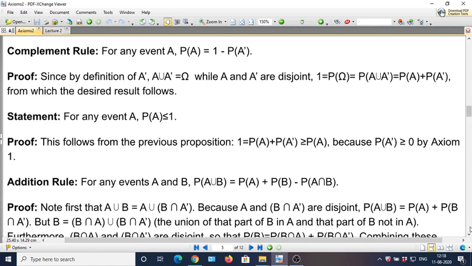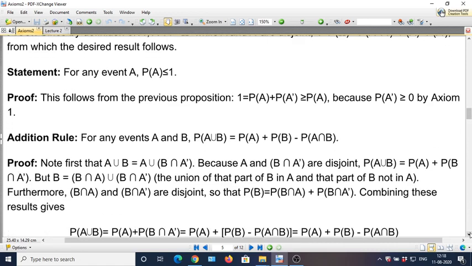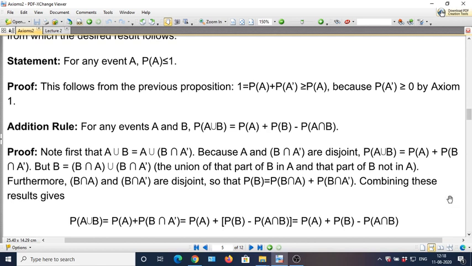Okay. Then we have this addition rule, which we have already proved previously, but now we can see it using a different line of argument. Take two events A and B, then P of A union B is P of A plus P of B minus P of A intersection B. How? A union B can be written as A union of B intersection A complement. So A is already included, and you consider A complement and only include those in B which are not in A.